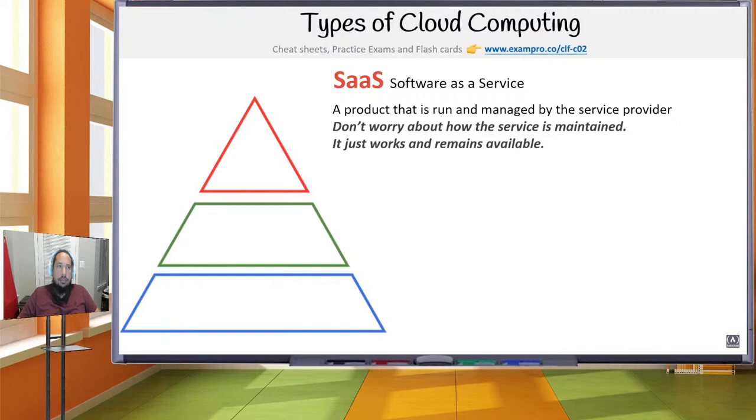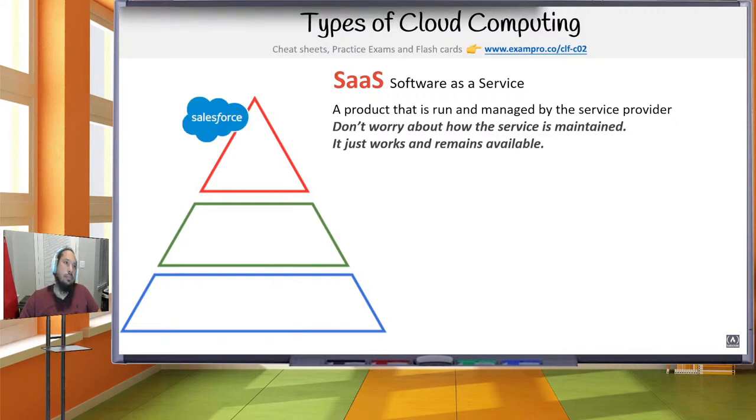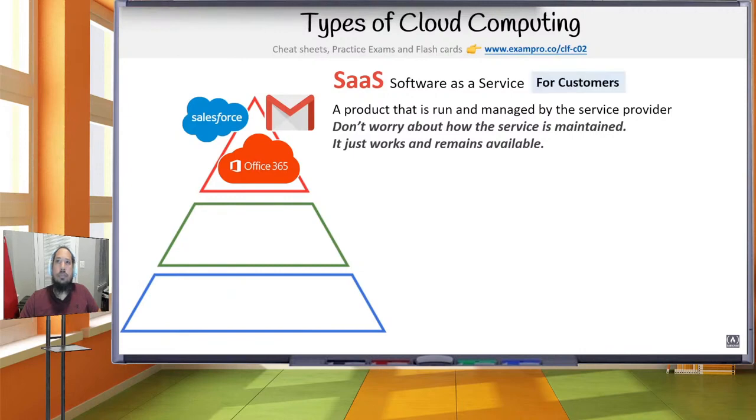So examples of this, and actually the first company to coin this was Salesforce. Then there are things like Gmail, Office 365, so think Microsoft Word, Excel, things like that. And they run the cloud, okay? And SaaS is generally designed with customers in mind. Then came along Platform as a Service, also known as PaaS.